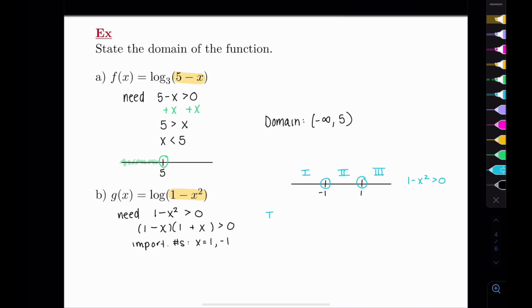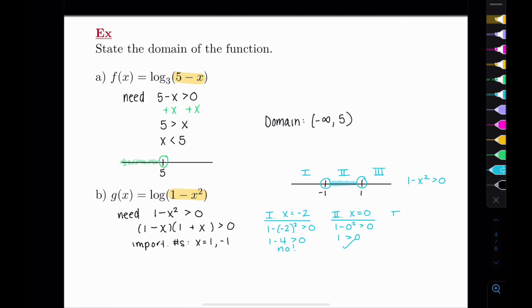So from our first interval, we could pick x equals negative 2. And if I plug that in, it would be 1 minus negative 2 squared. We want this to be greater than 0. That's really 1 minus 4 is greater than 0. And unfortunately, this one is not going to work. Moving on to interval 2, 0 falls in there. So let's plug that in. That gives us 1 minus 0 squared is greater than 0. 0 squared is 0. So this tells us 1 is greater than 0. So this one does work. That tells us everything in interval 2 is good.